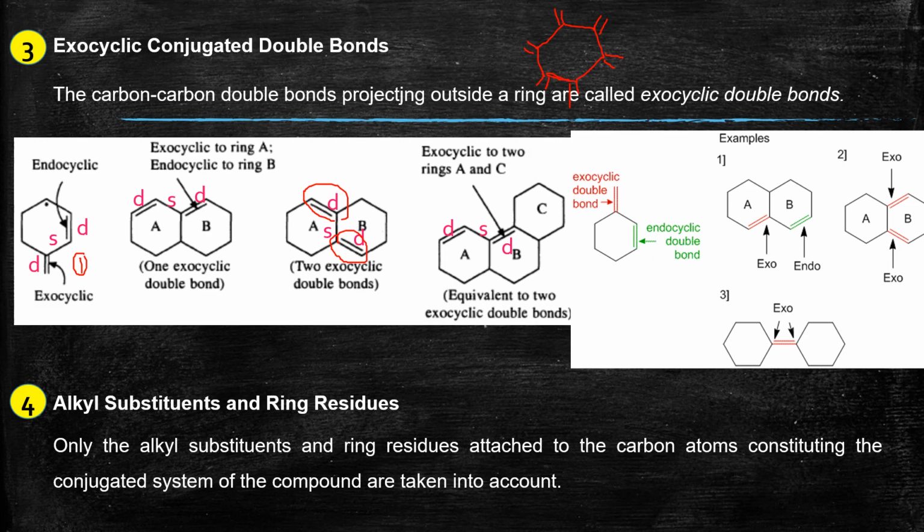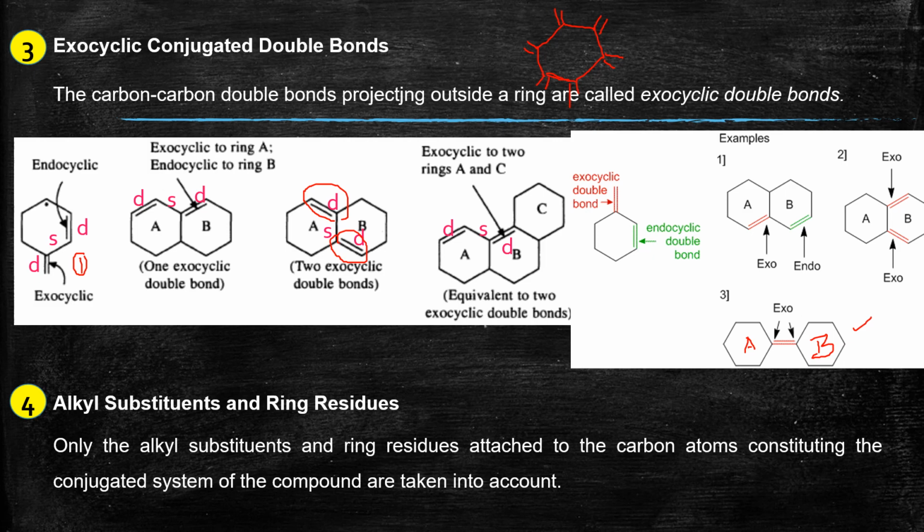Likewise, many examples are given. See for these examples, two rings are fused with a double bond. When you focus on A, projecting outside it has one double bond. When you focus on the A ring, outside it has a C=C double bond, whereas when you focus on the B ring, outside it has a C=C double bond. So for this molecule it has two exocyclic conjugated double bonds. Likewise, you have to see the exocyclic conjugated double bond.